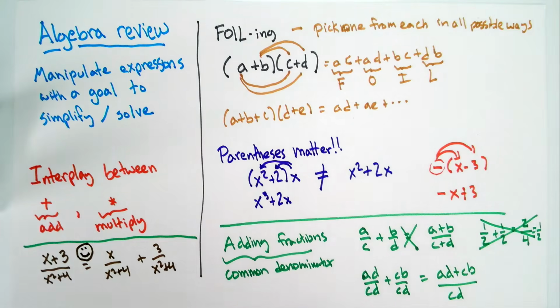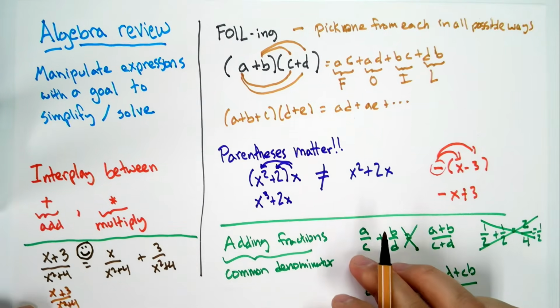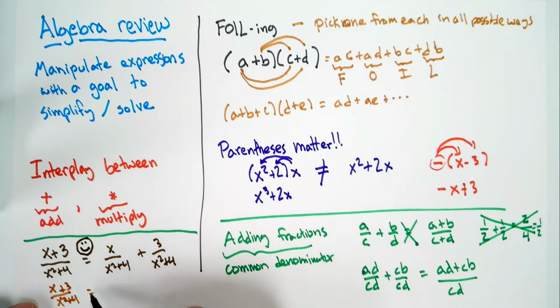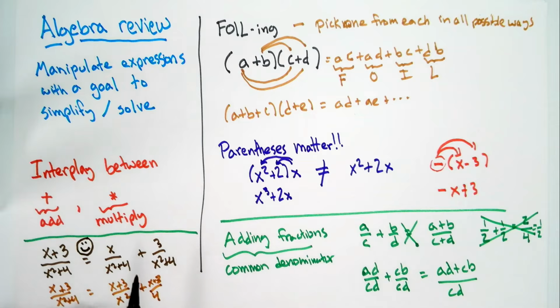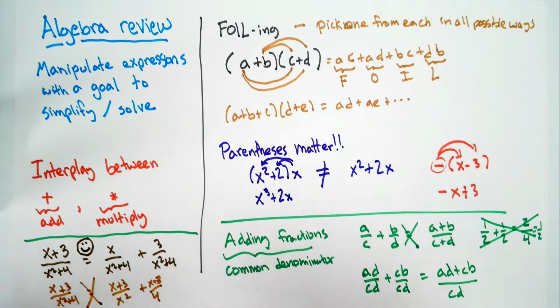Well, something else that you might be tempted to say is, what if I had x plus 3 over x squared plus 4, and we wrote that as x plus 3 over x squared, plus 3 over 4. Sorry, x plus 3 over x squared plus 3 over 4. In other words, break up addition downstairs. This does not work. You can't break up addition downstairs. So if you have a fraction and you want to break things up, break it up upstairs, perfect. Break it up downstairs, no good.